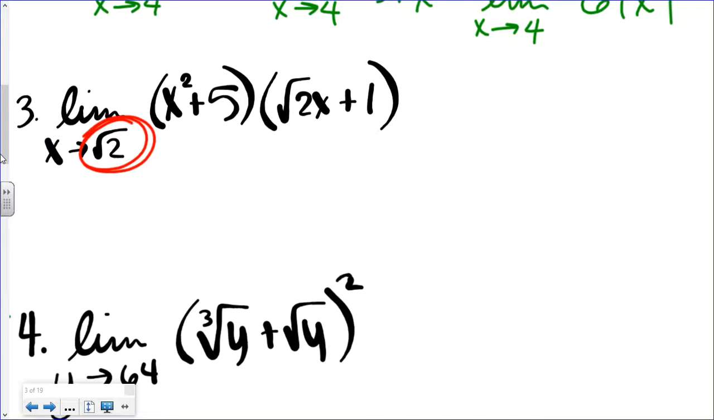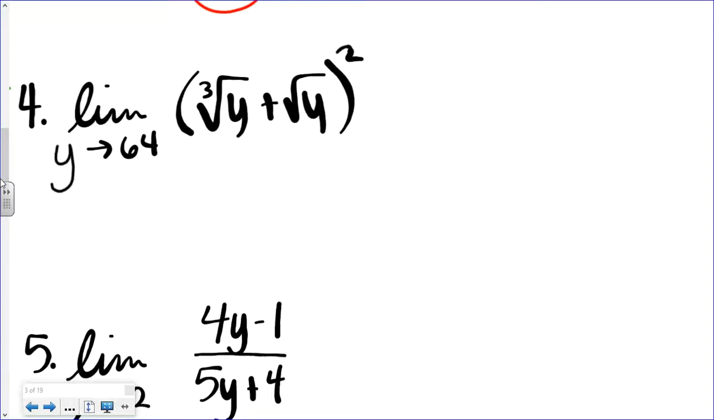Okay, so let's take it in pieces. What do you get in your first binomial if you plug in a radical 2? 7. What do you get in your second radical? 3. So your final limit would be 21? How are we doing? No issues yet, right? Now remember, this is all contingent on the fact that whatever we're plugging in is not interesting, right? Okay.